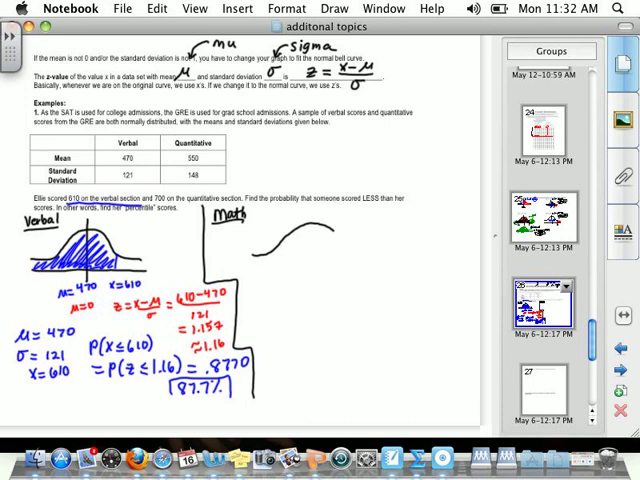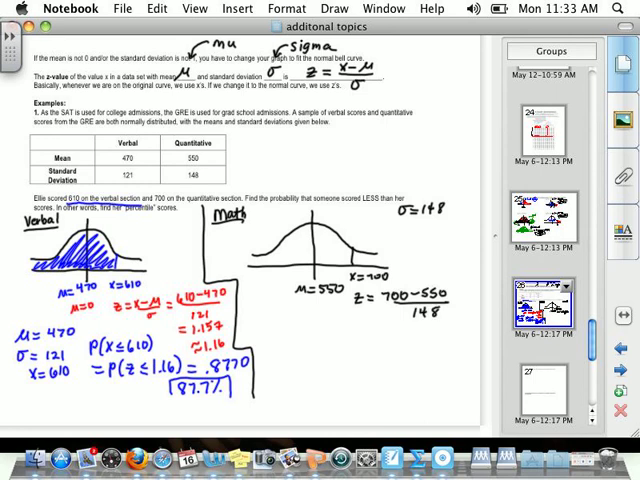Okay, so when you set it up, I always draw the curve in. So your mean for the math scores, the quantitative, is 550. Your sigma is 148, standard deviation. You're finding the percentile score if she got a 700. So if x is 700, that means z is going to be x minus mu over sigma. So 700 minus 550 over sigma, 148. So what did you guys get for her z-score?